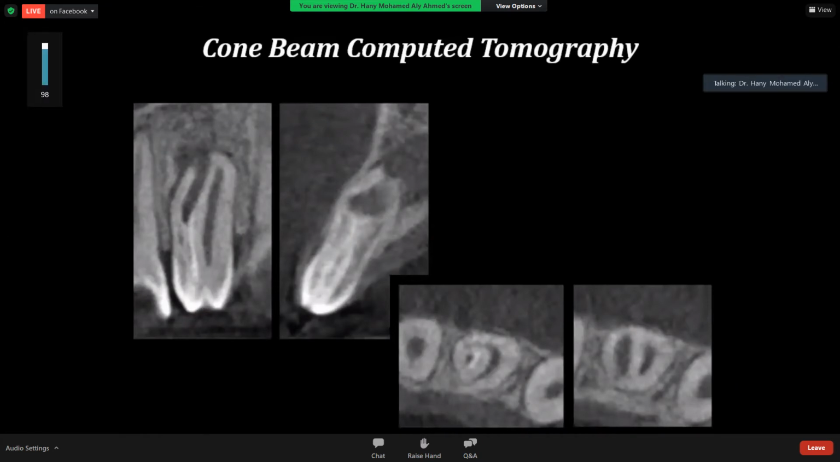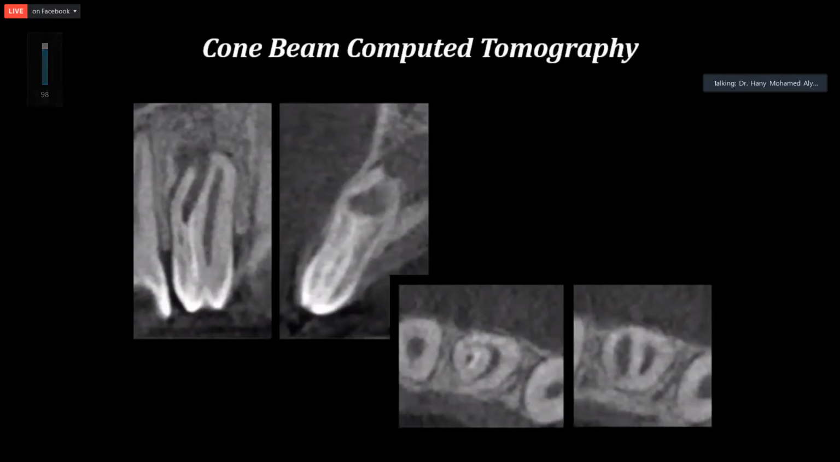In addition, also the cone beam computed tomography, which is a 3D modality in which we can see the anatomy in the sagittal, coronal, and axial sections.